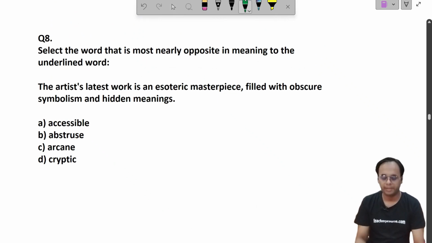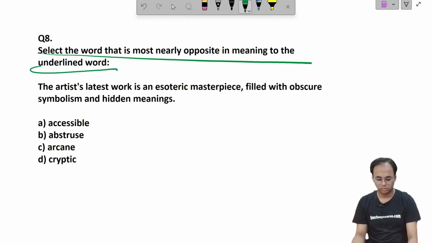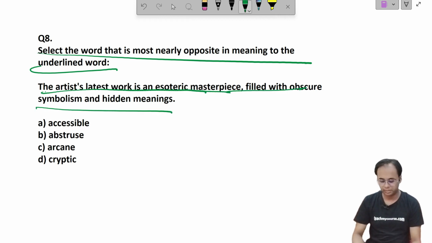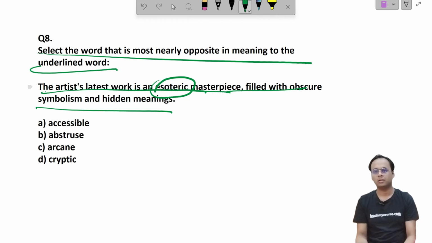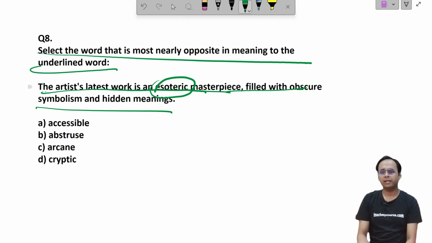We move on to question number 8, which is: select the word that is most nearly opposite in meaning to the underlined word. The artist's latest work is an esoteric masterpiece filled with obscure symbolism and hidden meanings. So this is some sort of artwork and it is an esoteric masterpiece, which is filled with obscure symbolism and hidden meanings. We have to find a word that is opposite in meaning to the underlined word, and the underlined word is esoteric. Let us see the explanation.